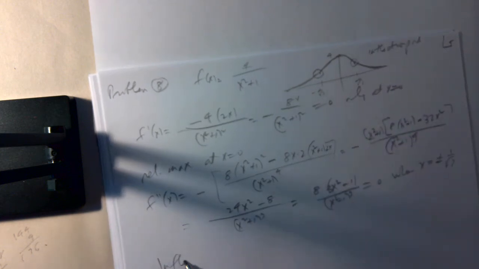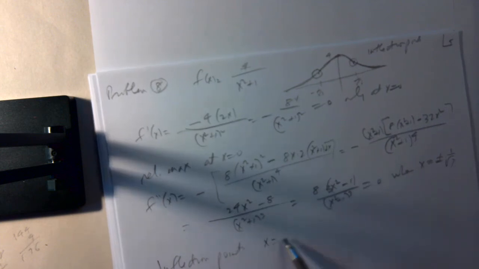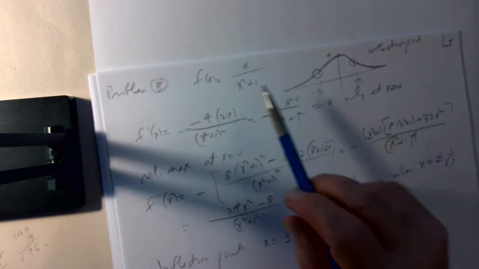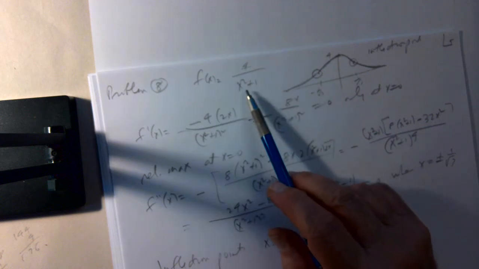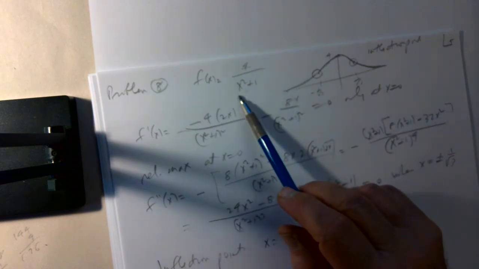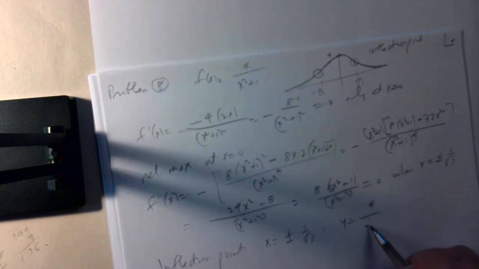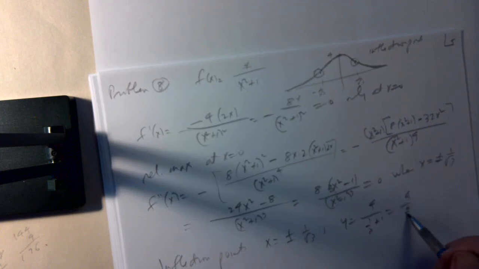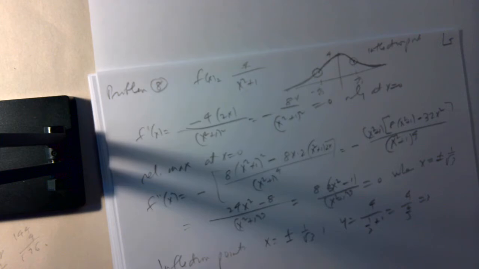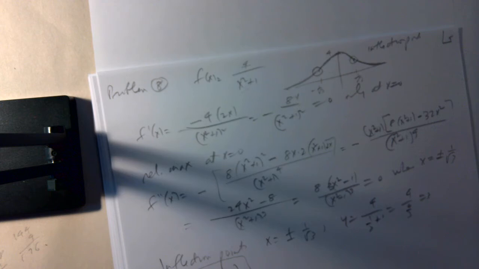So you have inflection points where the second derivative is 0, x is equal to plus or minus 1 over root 3. And if you put in 1 over root 3 or minus 1 over root 3, you get the same thing. You're squaring it. You get a ninth. Sorry, you get a third. So you get 4 over a third plus 1, which is 4 over 4 thirds, which is 3. So you have inflection points at plus or minus 1 over root 3, comma 3.